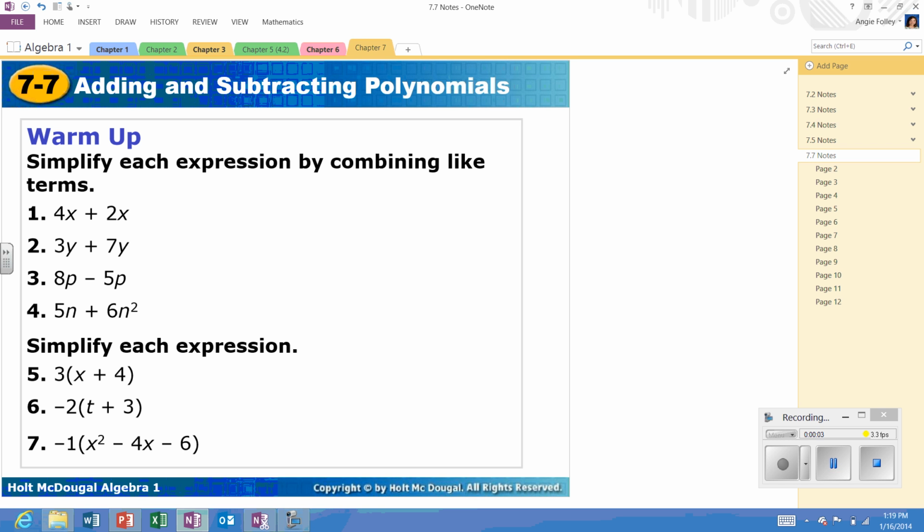Okay, this is Algebra 1, Lesson 7.7. We're going to look at adding and subtracting polynomials. Let's start with our warm-up. So make sure you guys have tried all these before I show you how to do them, just to see if you're on the right track.